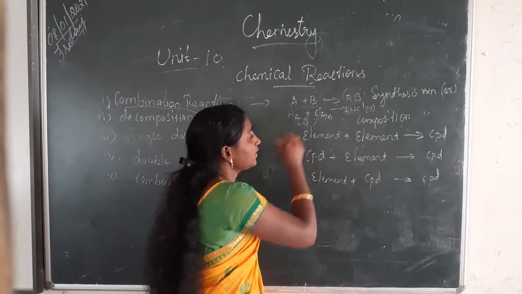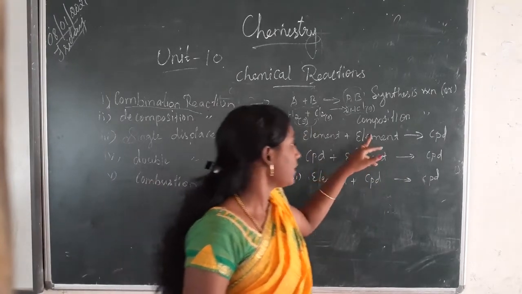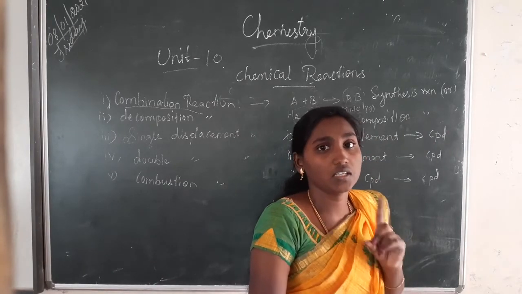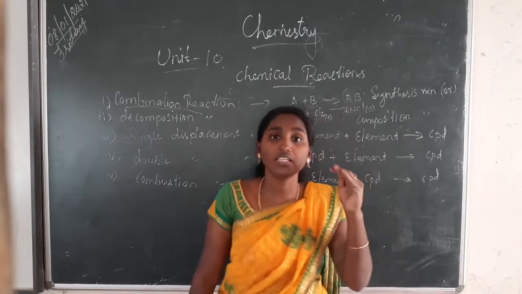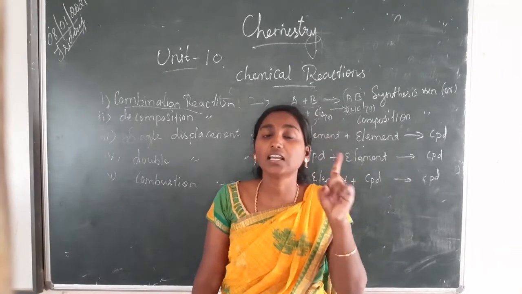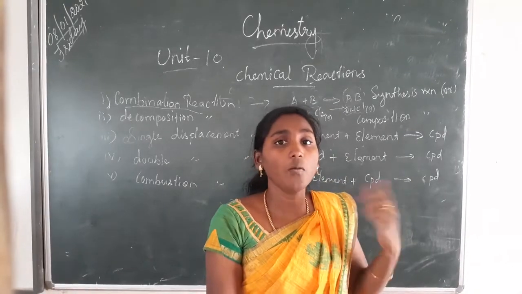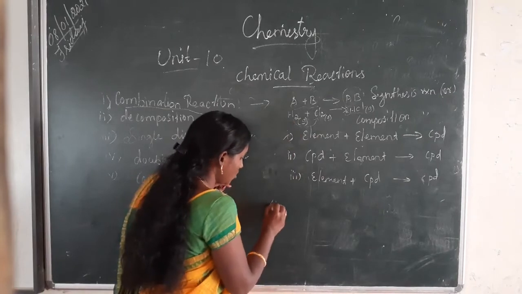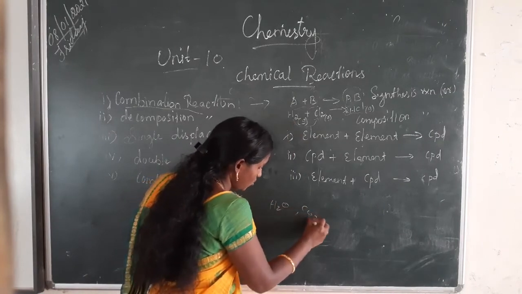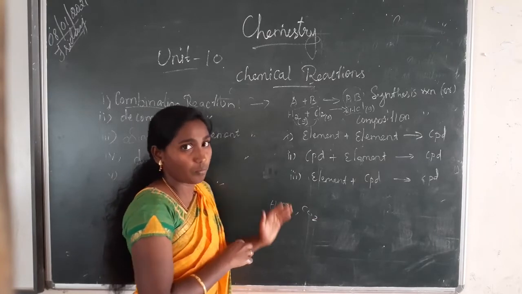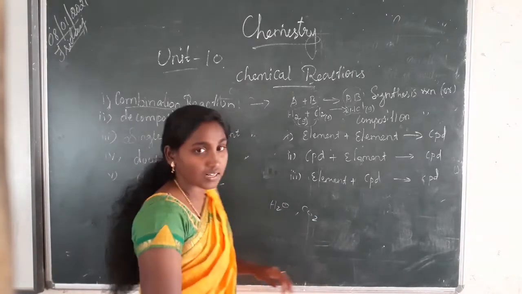So first one, element plus element gives compound. First you should know the difference between element and compound. Element means single. Compound means, for example H2O, CO2, where two or more elements are combined together. Know this difference, right?